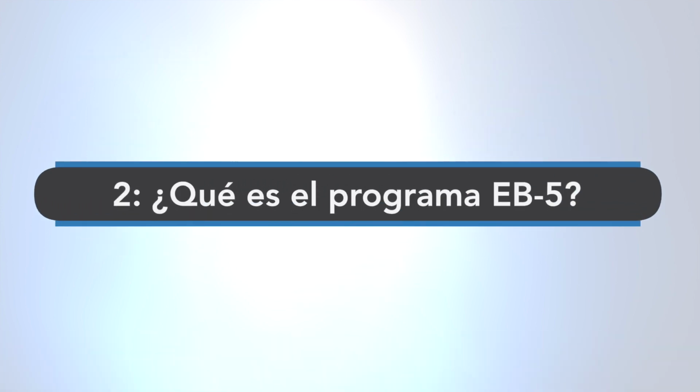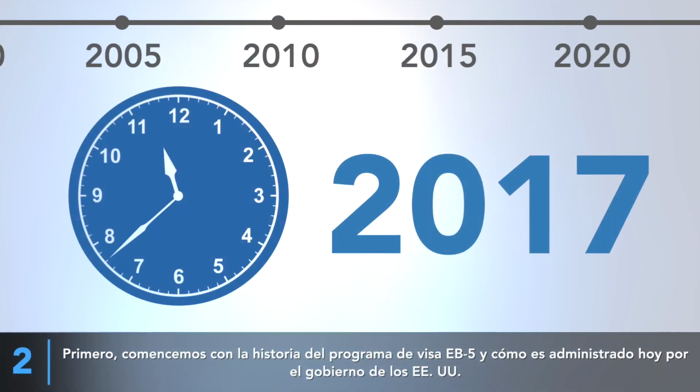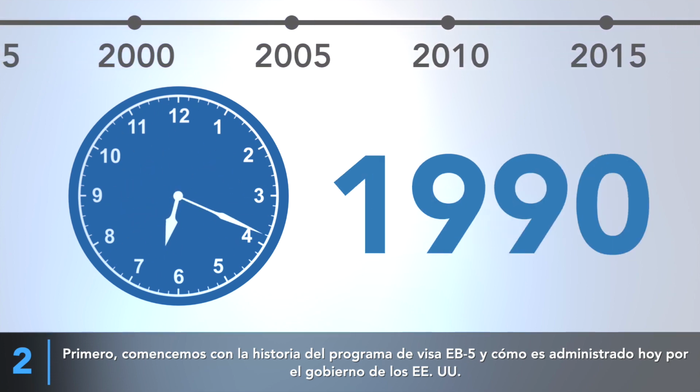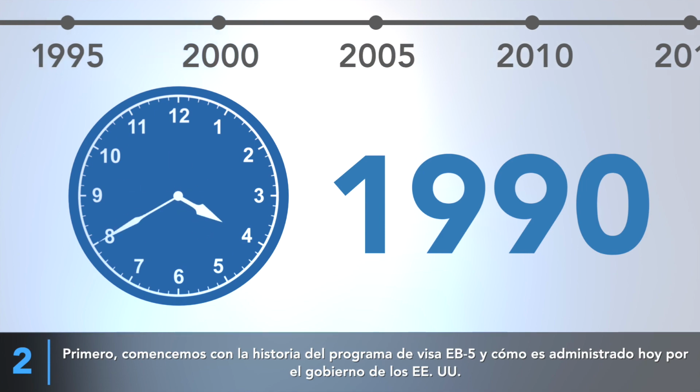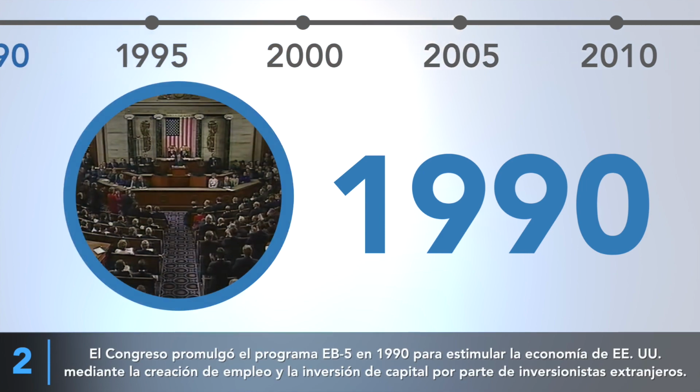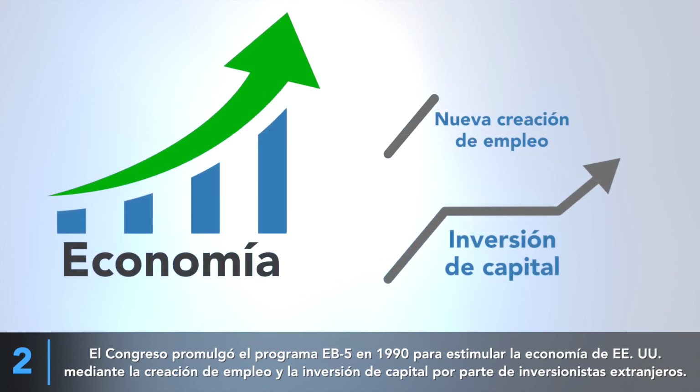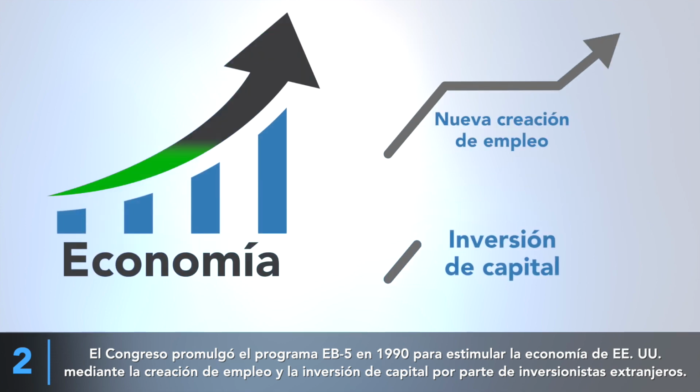2. What is the EB5 program? First, let's begin with the history of the EB5 visa program and how it is administered today by the U.S. government. Congress enacted the EB5 program in 1990 to stimulate the U.S. economy through job creation and capital investment by foreign investors.